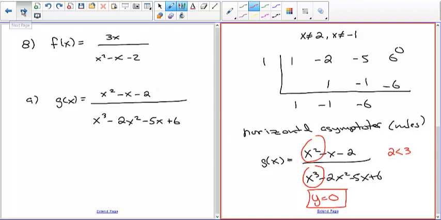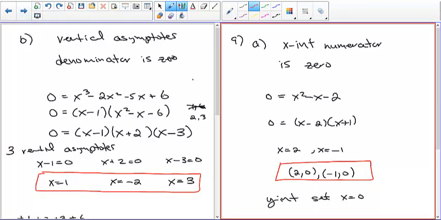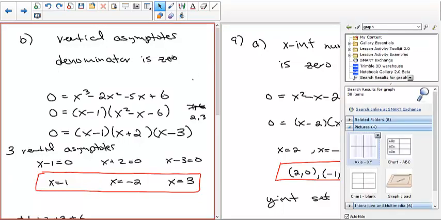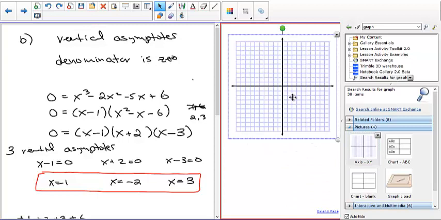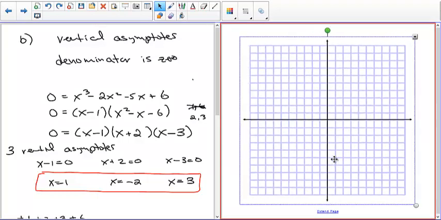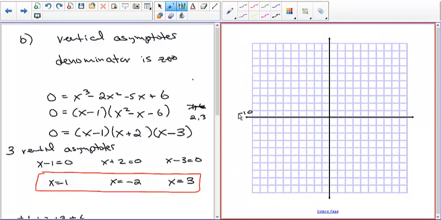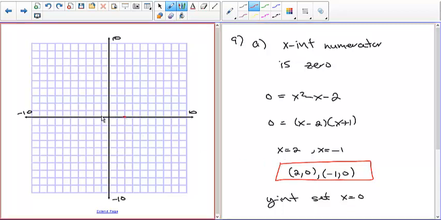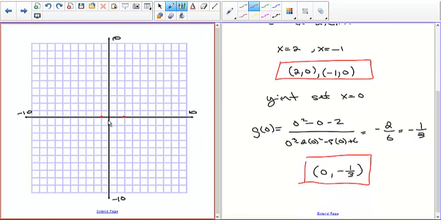Okay, so let's insert a page right here, and we'll bar stuff from either side. So we're going to need to add a page. Okay, let's put -10, +10, +10, -10. Okay. So let's do the zeros first. So you're going to have a 0 at 2, 0. You have a 0 at -1, 0. We have a y-intercept at 0, -1/3.